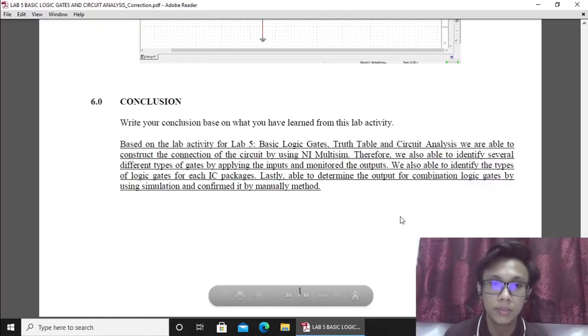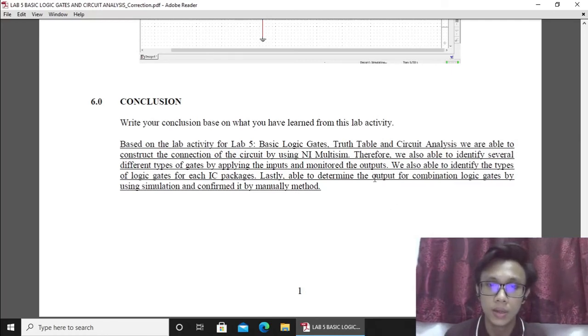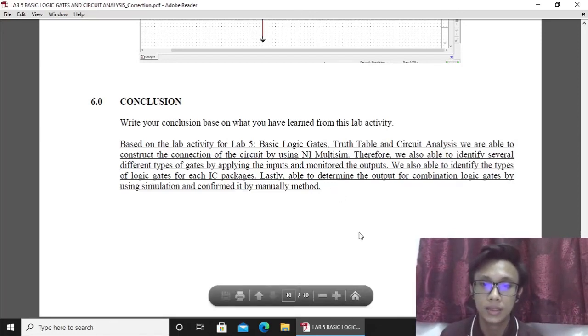In conclusion, based on the lab activity for lab 5, basic logic gates, truth table and circuit analysis, we are able to construct the connection of the circuit by using NI Multisim. Therefore, we are also able to identify several different types of gates by applying the inputs and monitoring the outputs. We are also able to identify the types of logic gates for each IC package. Lastly, we are able to determine the output for combination logic gates by using simulation and confirm it by the manual method.